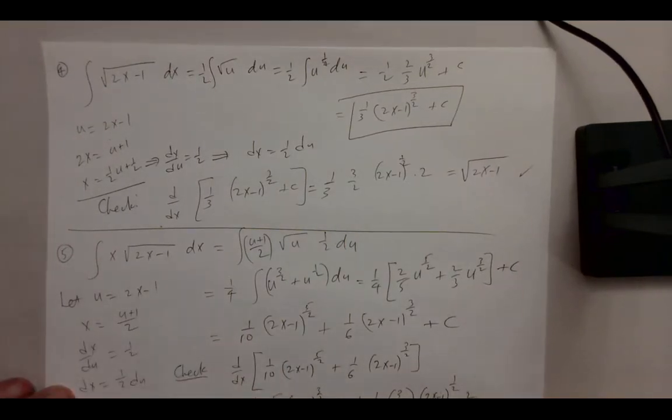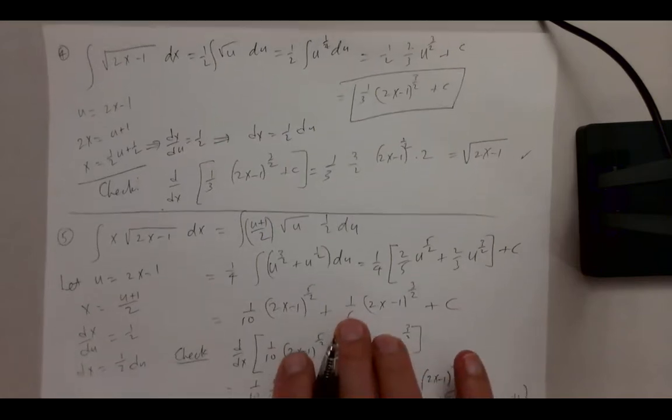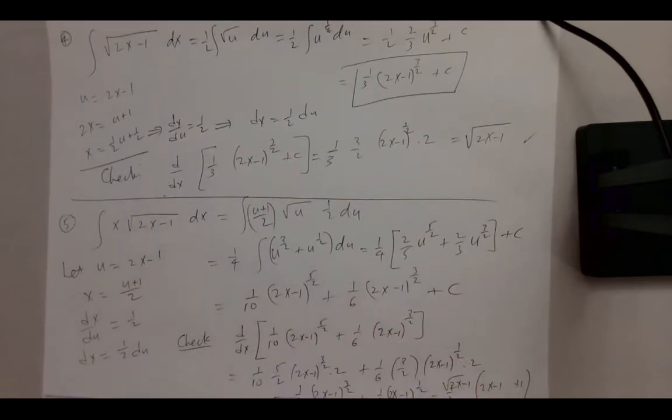Is that the same as that? Let's see. Let's factor out a 1/2 (2x minus 1) to the 1/2. That's the square root of 2x minus 1. And then we get 2x minus 1 plus 1. The 1's cancel, the 2's cancel, and that's exactly what we get. So if you check this yourself carefully, you see, good day for us. We got the right answer again.